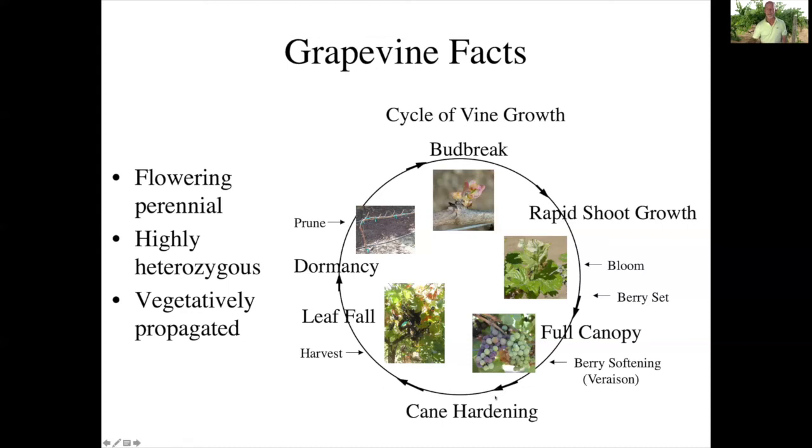Then we start to get, as we head into fall towards harvest time and full ripening, full maturity, the vines start to anticipate the fall, and they start to harden their canes. So the shoots turn into canes. We'll get into the vine structure here in a moment, the next slide.